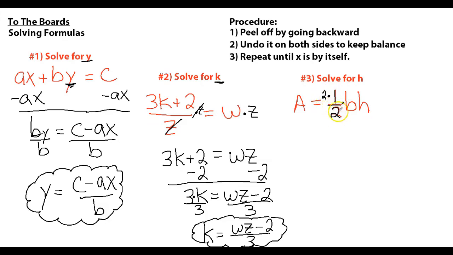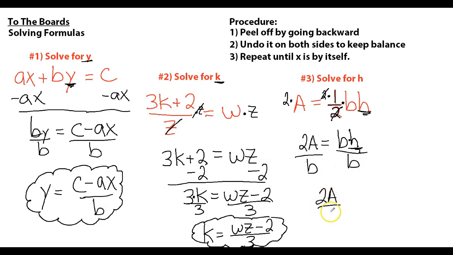I'm going to think of this as a divide by 2, and the opposite of divide by 2 is times by 2. So we'll multiply both sides by 2. So I'm left with 2a equals, here the 2's just cancel out, leaving me with bh. I'm trying to get h by itself, so now I've got this times by b. The opposite of times by b would be divide by b. So I'm going to divide both sides by b, and that is my final answer. H equals 2a all over b.